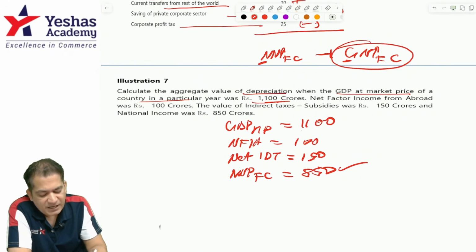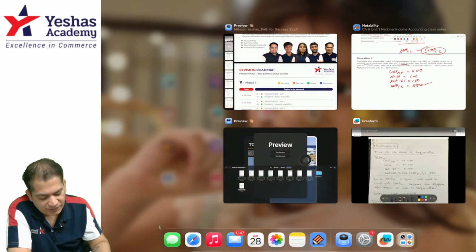First, from GDP at market price, I have to deduct net indirect taxes. You'll get GDP at factor cost. To that GDP at factor cost, you have to add 100. You'll get GNP at factor cost. Correct? So to get GNP at factor cost, 1100, you have to deduct 150 and add 100. So it will be 1050. So 1050 will be your GNP at factor cost. So what is the difference between 1050 and 850? 200. So let's see here.